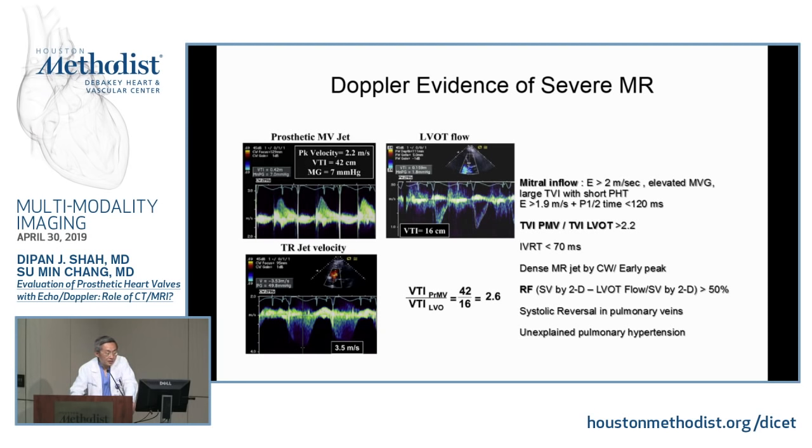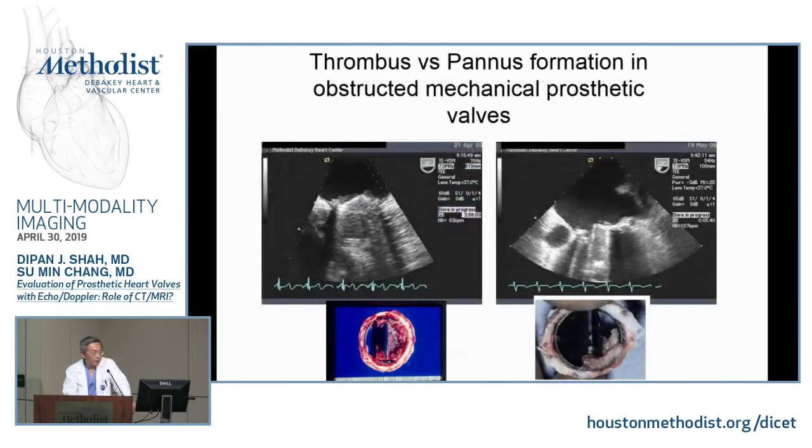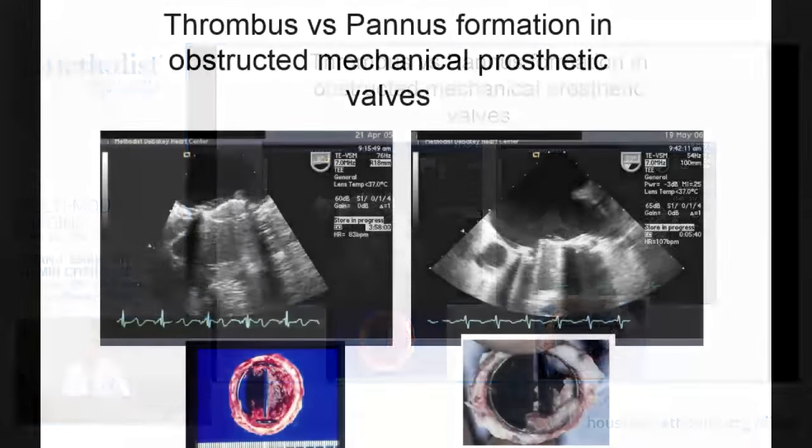But overall, the Doppler evidence for severe MR is you have high E velocity because of the large flow going through, and the ratio between the TVI through the mitral valve and LVOT is going to be very elevated, okay? And usually the pressure half time is normal, and you have very dense MR jet by CW or early peaking, and you can calculate the regurgitant fraction by the difference between the left ventricular stroke volume minus the LVOT flow, similar to what we do in the native valve. So next is when you have obstruction, the etiology, okay?